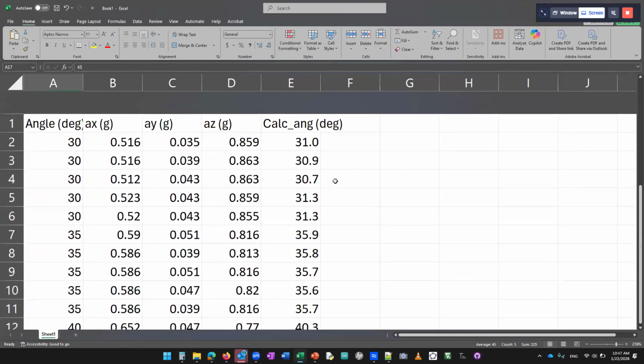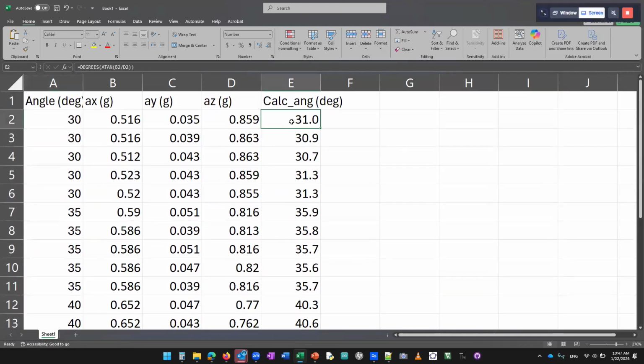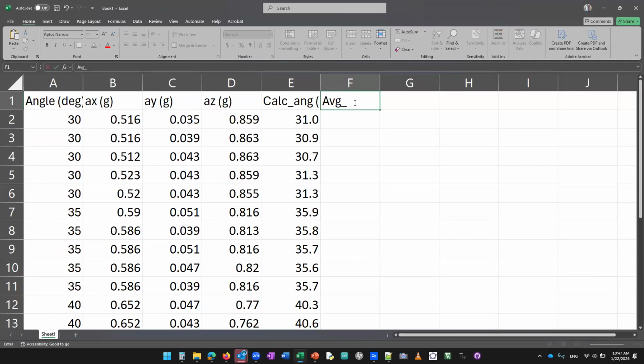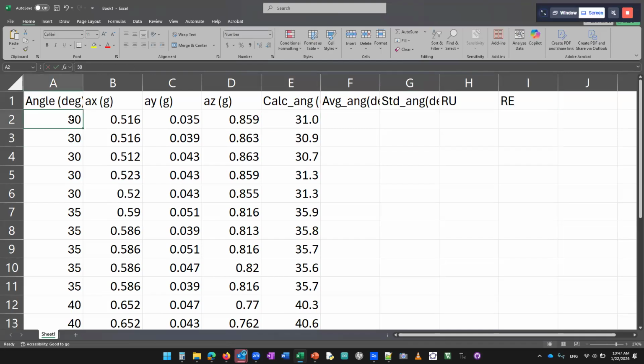Okay. So I first calculated the angle, and the next thing I want to do is average these angles. I have 5 trials. And also do a standard deviation among the 5 angles to see how spread out my angles are. And then I'll have a relative uncertainty calculated based on the two, and the relative error calculated based on the angle and the inclined plane's readout.